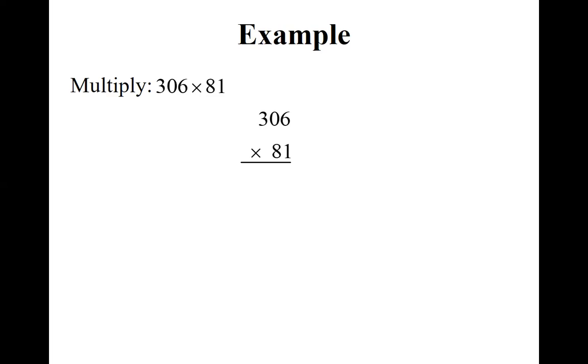So we're going to ignore the 8. We're just going to do 306 times 1. So 1 times 6 is 6. 1 times 0 is 0. 1 times 3 is 3. That shouldn't be surprising. Anything times 1 is itself. Now I want you to imagine that the 1 isn't there.